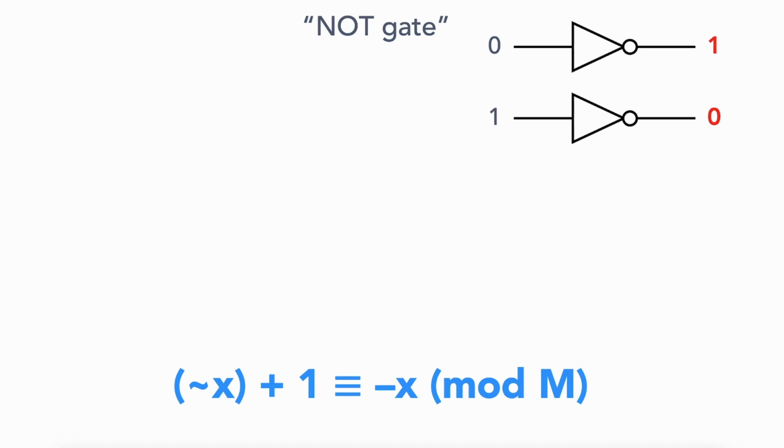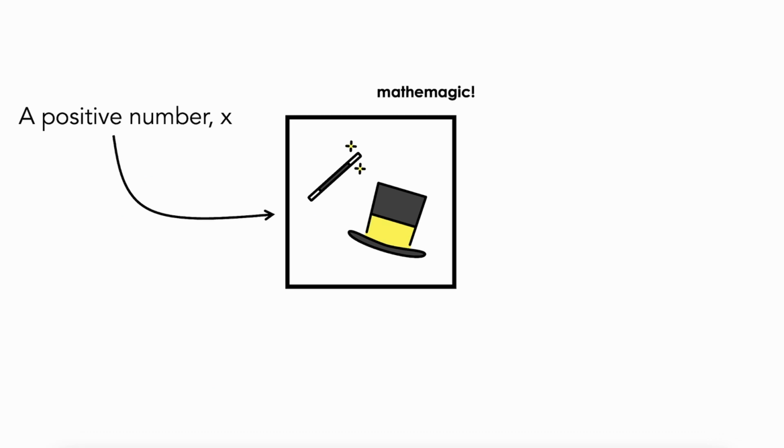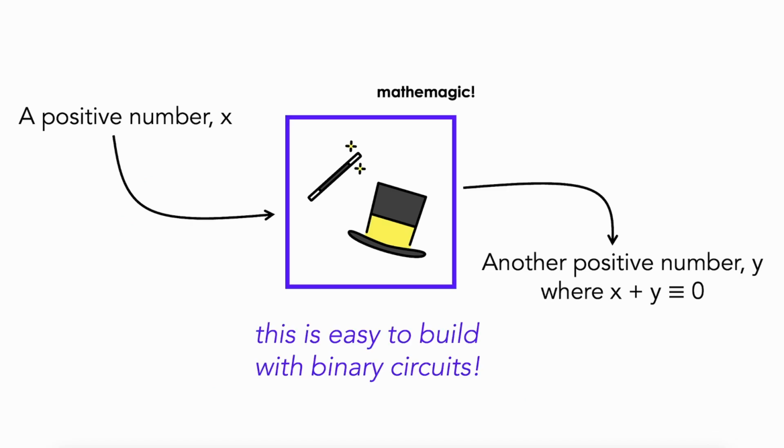Now, this isn't a video on digital logic design or circuit theory, so I don't want to get into how NOT gates work or how they're used. The takeaway here is that flipping the bits is super easy to do in a digital circuit. What that means is that negating numbers is easy to do in a digital circuit. Remember, mathematically, we have a way of taking any positive number and turning it into another positive number that acts like the negative of the first one. The problem was that this conversion seemed like it was going to be super annoying to do. But if you stick with binary numbers, it's actually super easy to build a circuit to do it.